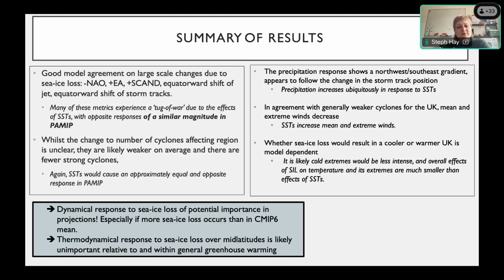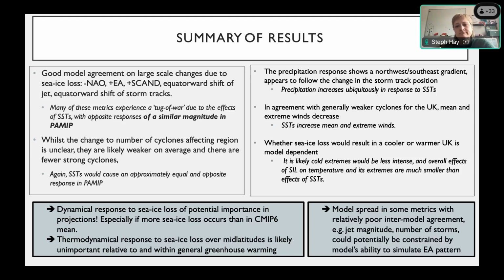So altogether, it means that the dynamical response to sea ice loss is probably quite important for projections in the region, and especially if there's more sea ice loss than occurs in the CMIP6 mean. However, the thermodynamical response, like the changes to the temperatures of the region, is probably quite unimportant to understand. And finally, model spread in some of the metrics that had poor model agreement seem to be strongly related to the spread in the East Atlantic pattern and could potentially be used as a way to constrain projections.